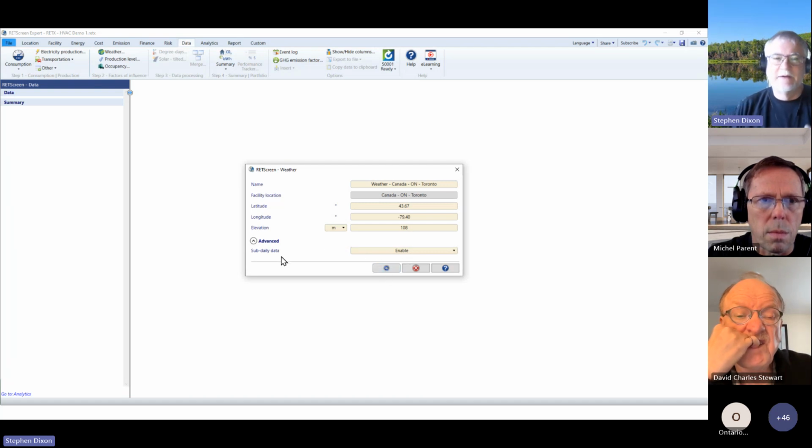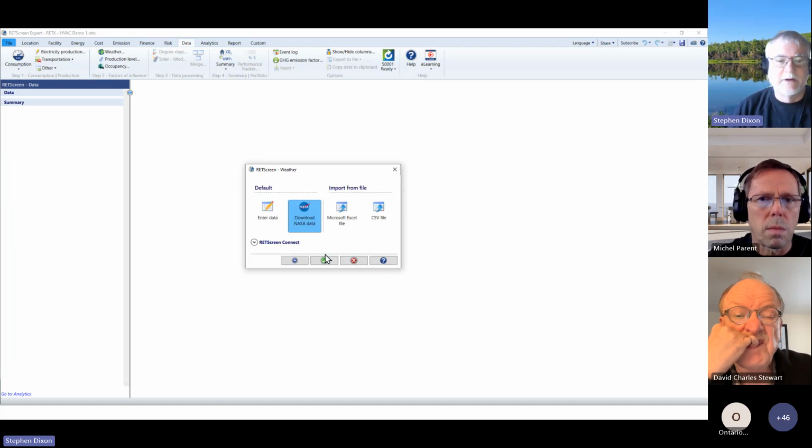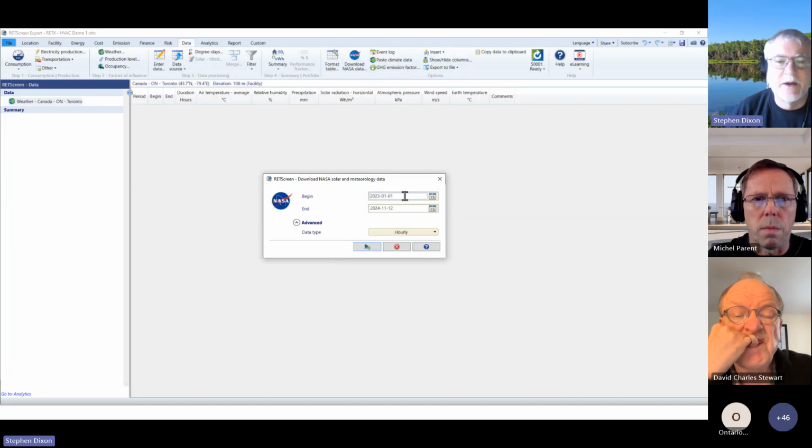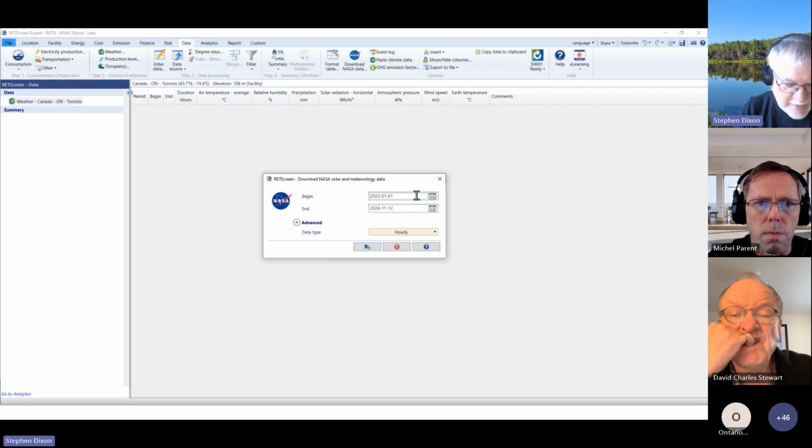So that means if I want daily data, I would get it without doing this. But if I want the hourly data, now I click over, and I'm going to get it from NASA. And then it's going to ask me where I want data from. I'm just going to make this a short import because it does take a fair bit of time.